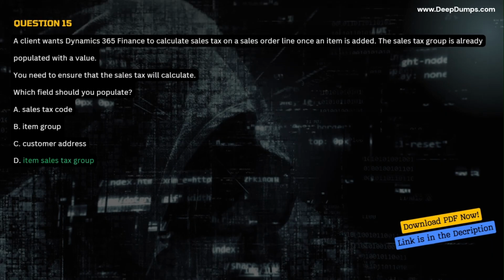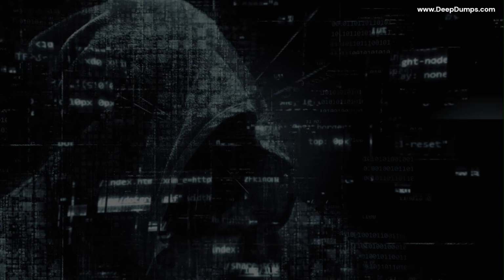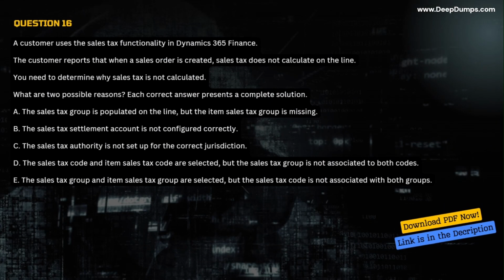Correct answer D. Item sales tax group. Explanation. The item sales tax group field is required for sales tax calculation along with the sales tax group. Question 16. A customer uses the sales tax functionality in Dynamics 365 Finance. The customer reports that when a sales order is created, sales tax does not calculate on the line. You need to determine why sales tax is not calculated.